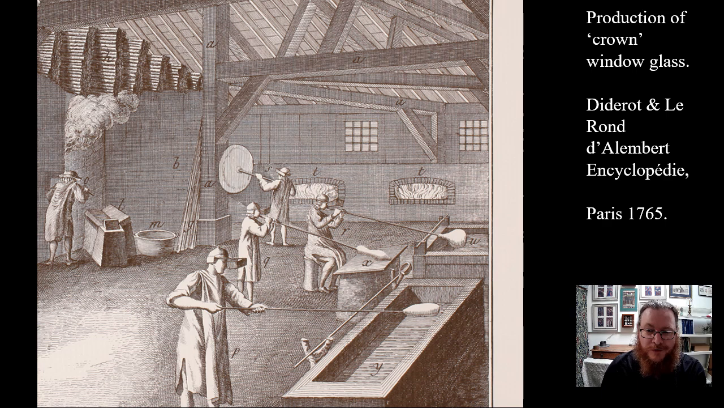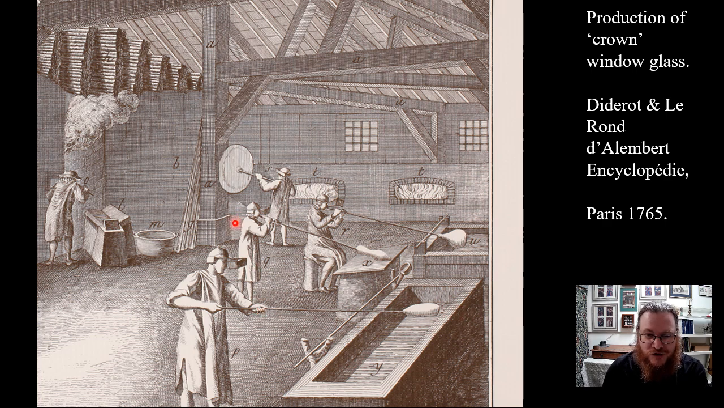Okay, so here we are zoomed into the activity that's occurring on the right hand side. So just here you've got a man called the gatherer who is gathering a lump of molten glass and placing it on the end of the blowpipe. He then goes and hands it to this gentleman here, who blows it into a longer tube.